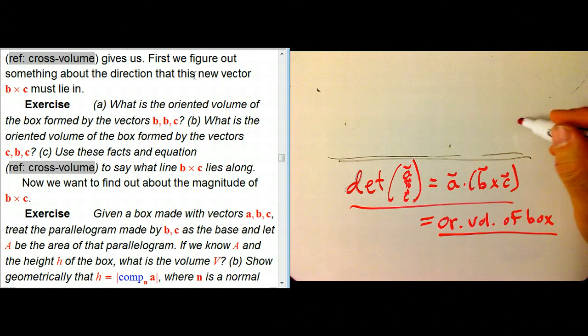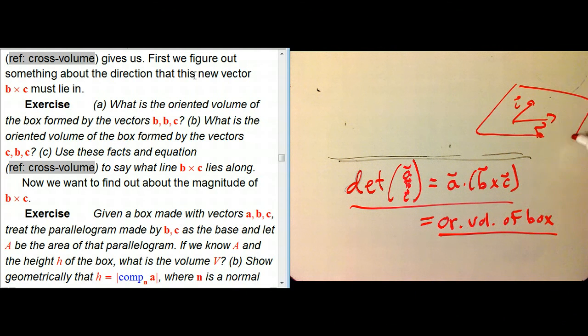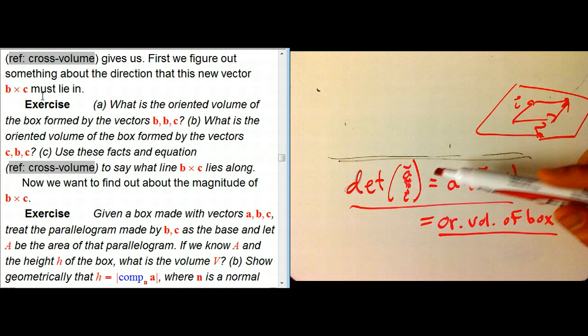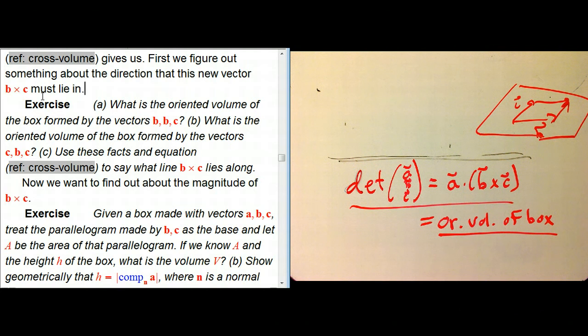Okay, so we have B and C lying in some plane, making a parallelogram. And I don't have the vector A yet. Okay, and here's the suggestion. To figure out what direction the vector B cross C must lie in, we don't know a lot about it besides this magical property that dotted with any vector gives the determinant, the oriented volume of the resulting box.